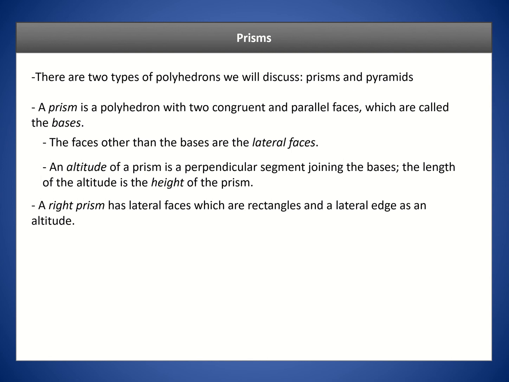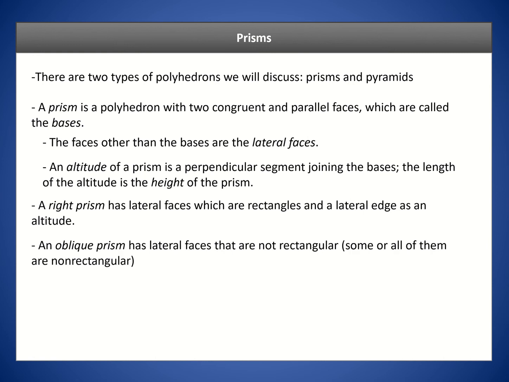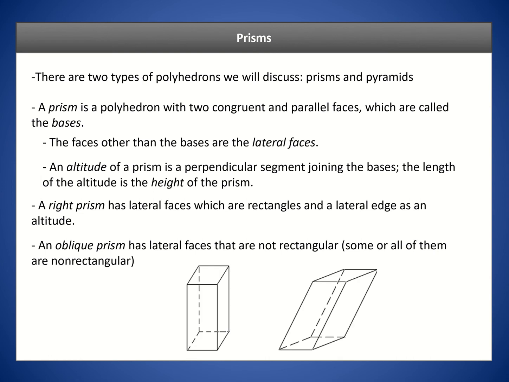So a right prism has lateral faces which are rectangles, and the lateral edge happens to be the altitude. An oblique prism has lateral faces that are not rectangular. In fact, they tend to be parallelograms generally. So they're not full-on rectangles with 90-degree angles. They're something other. So here's an example.